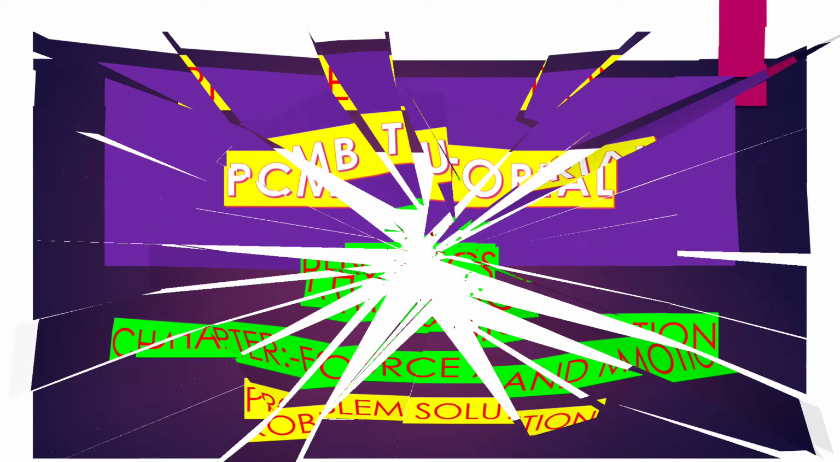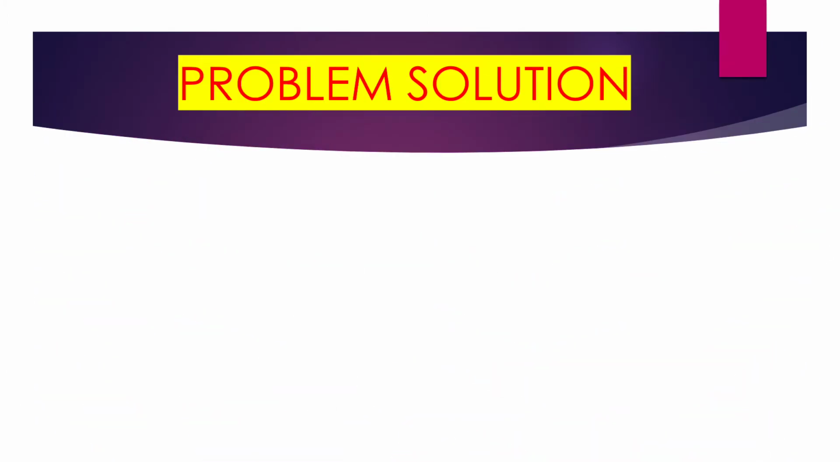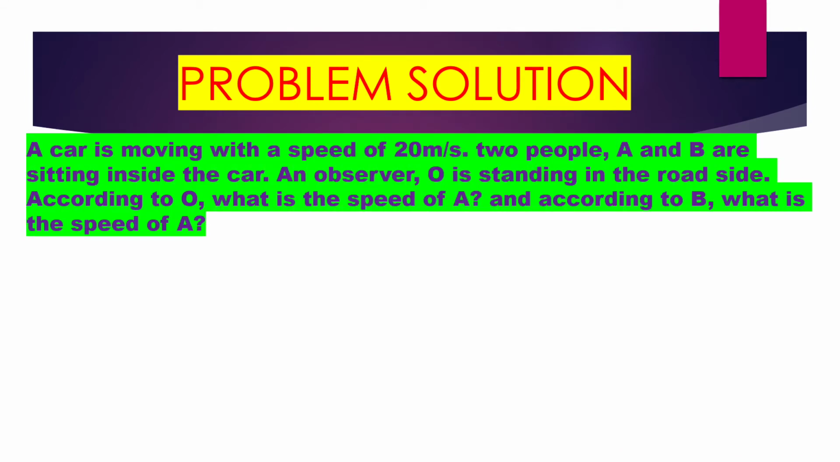So let's move to the first problem. Let me read out the first problem for you. A car is moving with a speed of 20 meters per second. Two people A and B are sitting inside the car. An observer O is standing in the roadside. According to O, what is the speed of A? And according to B, what is the speed of A?